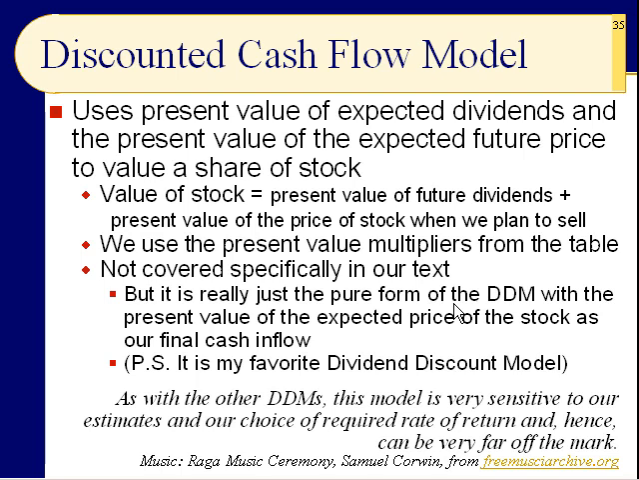But instead of having 3 dividends and then promptly going out of business, we assume that the company's still going to be worth something. The stock is still going to be worth something. And as I said, it's my favorite dividend discount model. And as with all the other dividend discount models, this model is very sensitive to our estimates and our choice of required rate of return, and hence can be very far off the mark. No, dear students, not can be, will be.